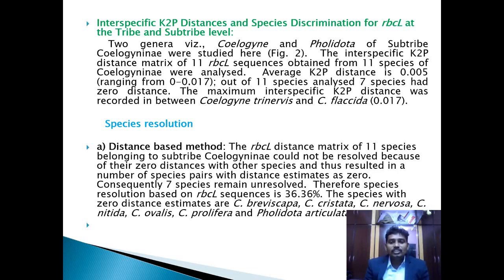The rbcL distance matrix of 11 species belonging to the subtribe Coelogyninae could not be fully resolved because of their zero distances with other species, which resulted in a number of species pairs with the distance estimated as 0. Consequently, some species remained unresolved. Therefore, the species resolution based on rbcL sequence is 36.36%. The species with zero distance, that is closely related species, are Coelogyne breviscapa, Coelogyne cristata, Coelogyne nervosa, Coelogyne nitida, Coelogyne vivalis, Coelogyne prolifera, and Pholidota articulata.